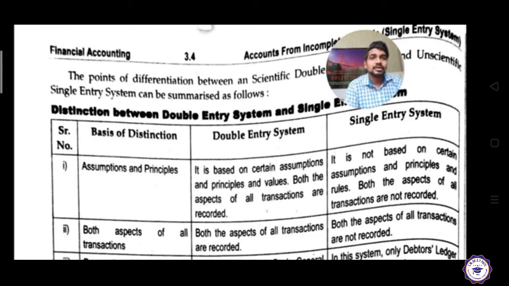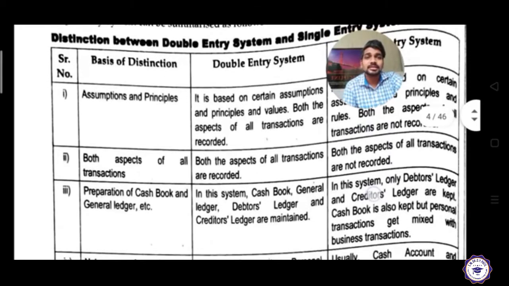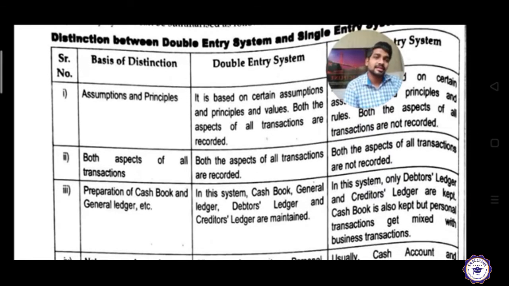Both the aspects of all transactions are not recorded under single entry system. In double entry system, both aspects of all the transactions are recorded, and in single entry system both aspects of all the transactions are not recorded. In the double entry system, the cash book, general ledger, debtors ledgers and creditors ledgers are maintained. In single entry system, only debtors ledgers and creditors ledgers are kept.